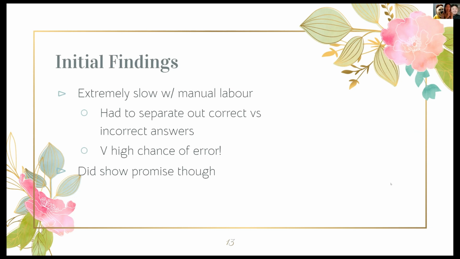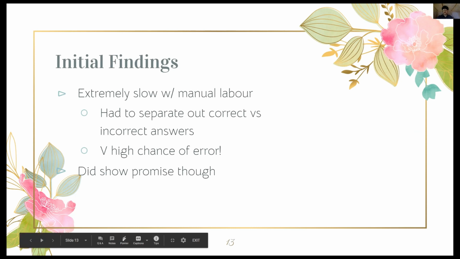So something that starts out extremely slow with a lot of manual computation, and then you have to separate out different things and label it. Any ideas? Categorization, machine learning. Yeah, exactly.